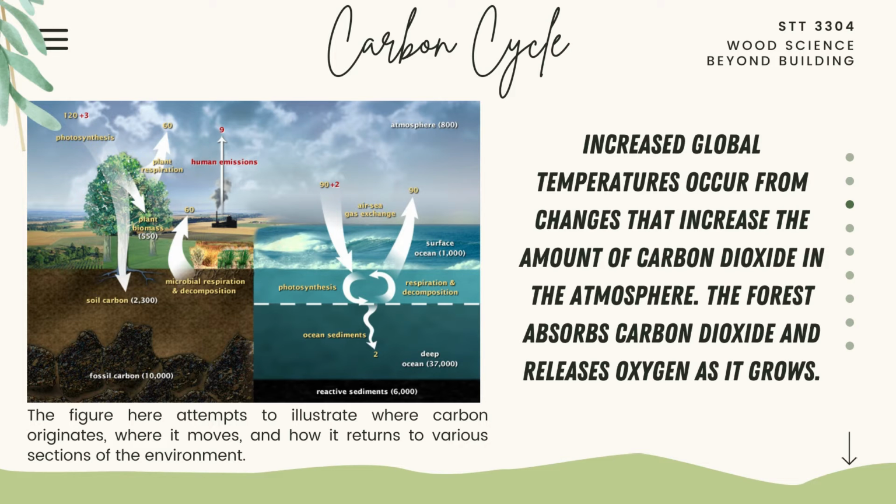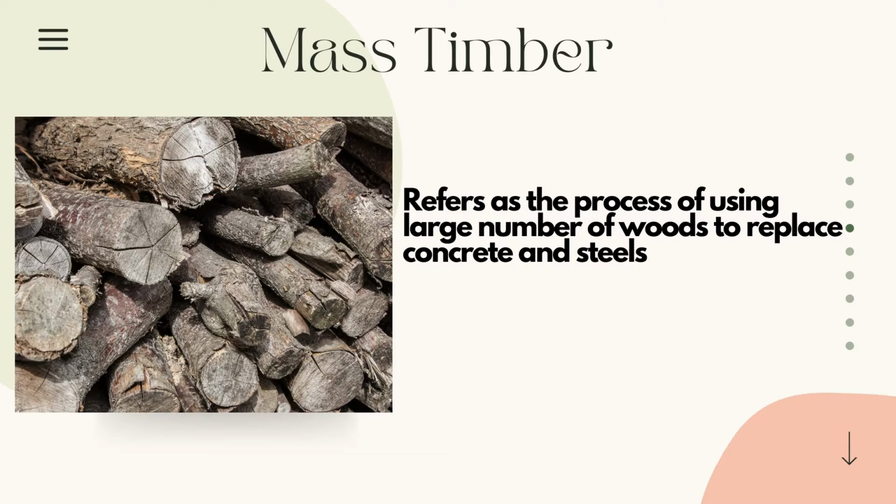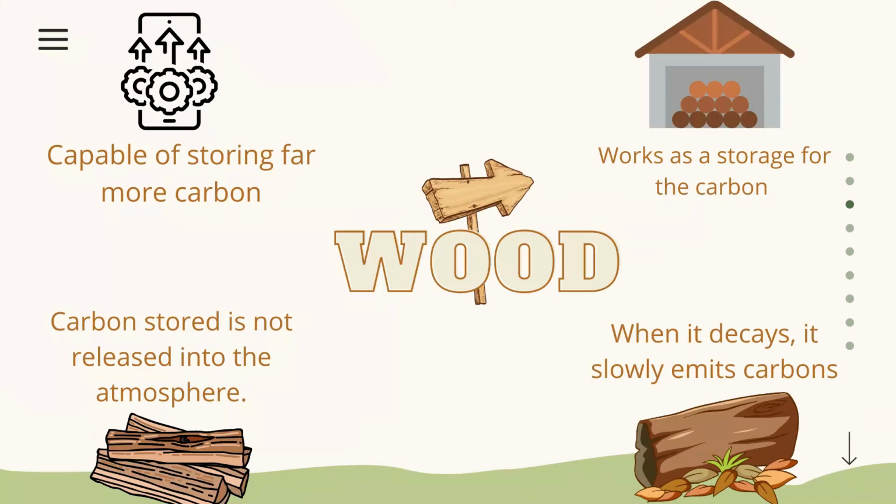The forest absorbs carbon dioxide and releases oxygen as it grows. Mass timber refers to the process of using a large number of woods to replace concrete and steel. Mass timber is usually used to build large buildings, and because of that it creates less carbon dioxide and other byproducts and polluting materials.